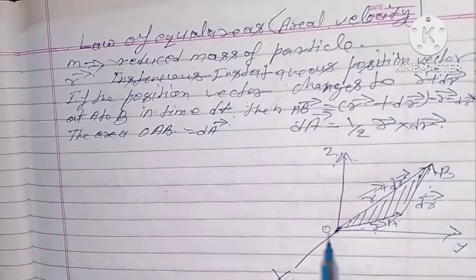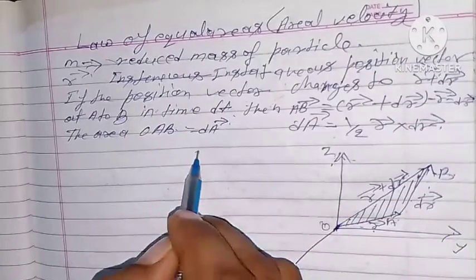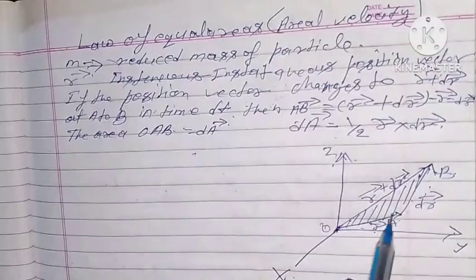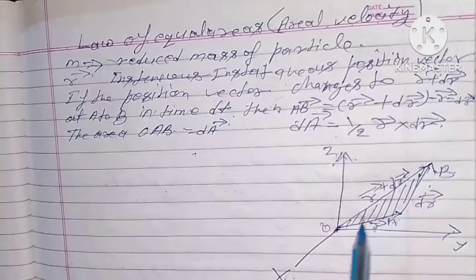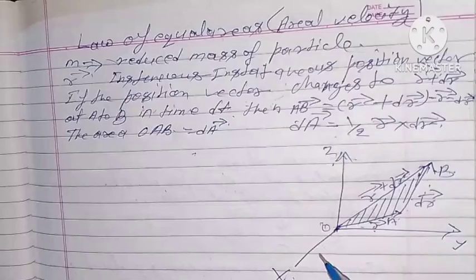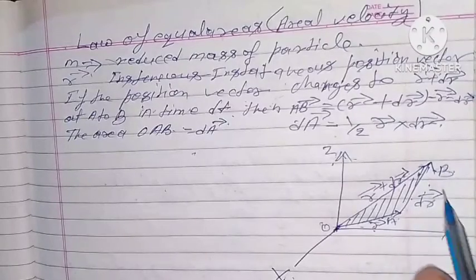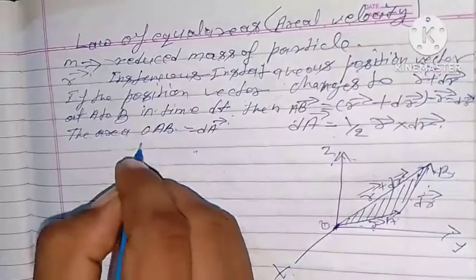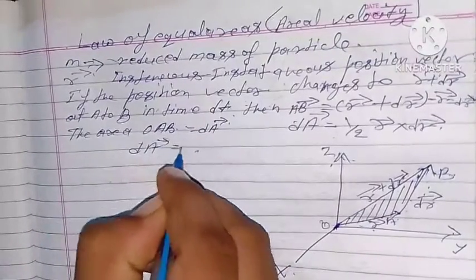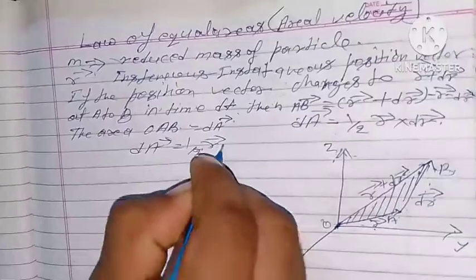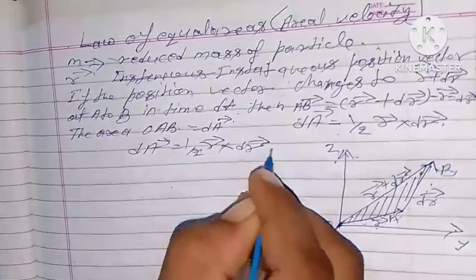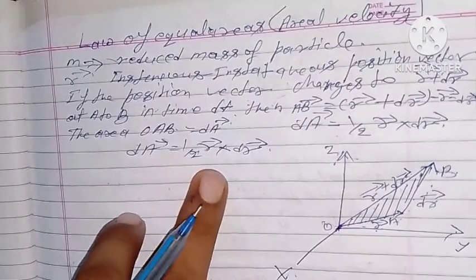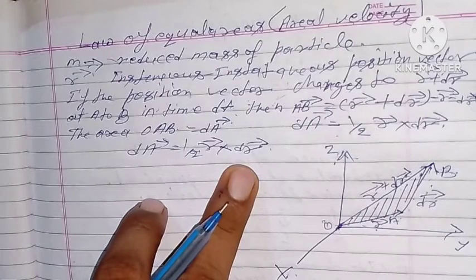The area OAB equal to dA vector. dA vector means the area vector swept by the radius vector r in time dt, is given by dA equal to 1 by 2 vector r cross vector dr.